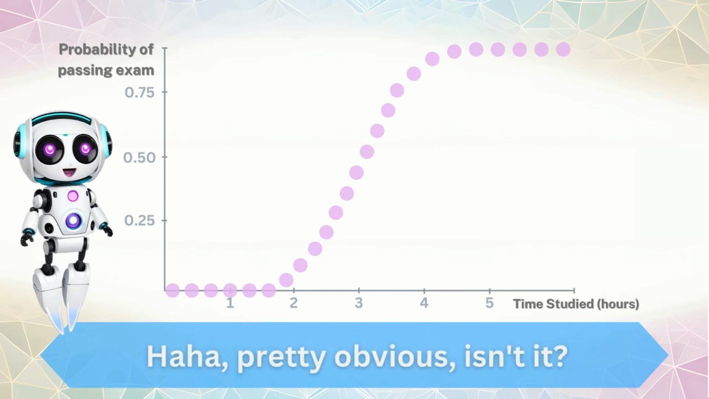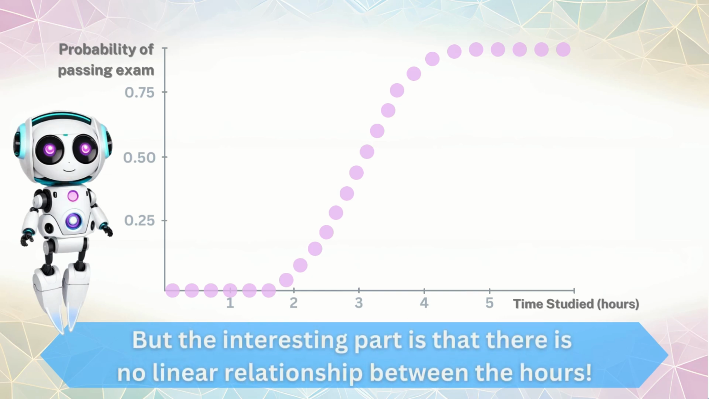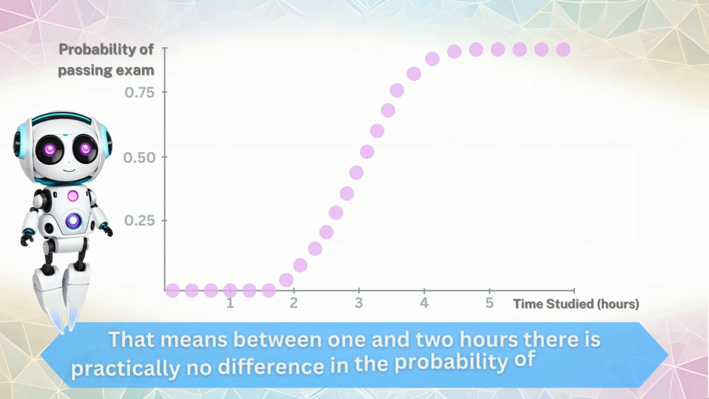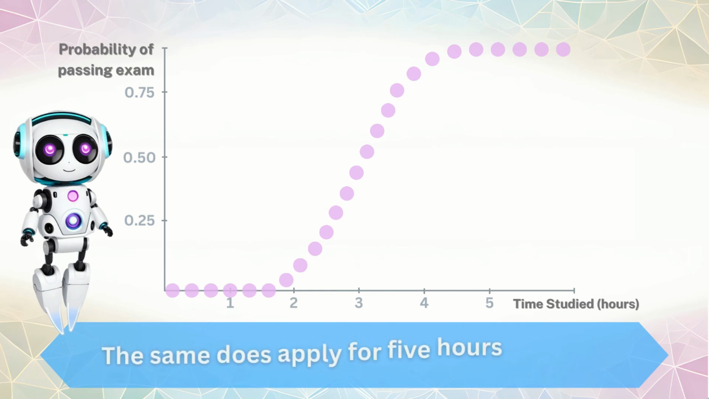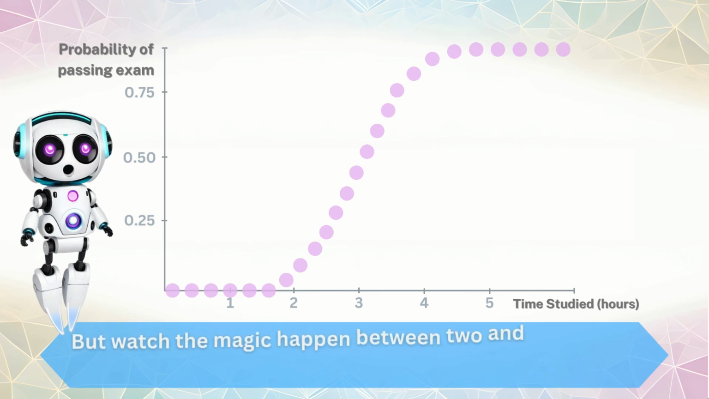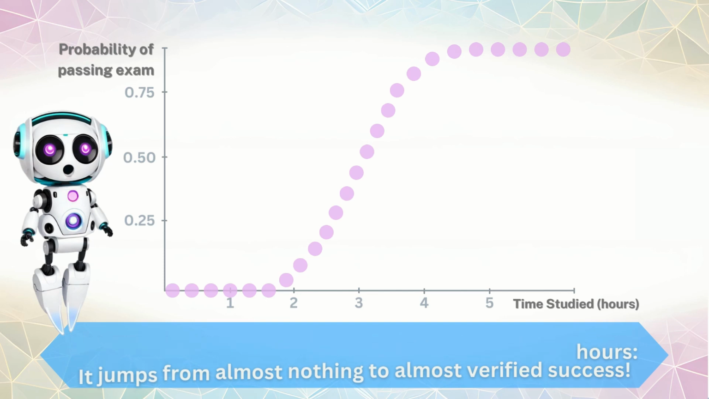Pretty obvious, isn't it? But the interesting part is that there's no linear relationship between the hours. That means between 1 and 2 hours, there's practically no difference in the probability of success. The same does apply for 5 hours and 6. But watch the magic happen between 2 and 4 hours. It jumps from almost nothing to almost verified success.